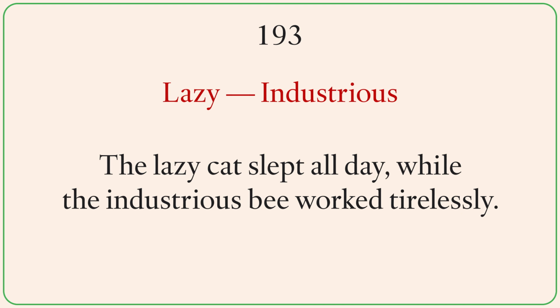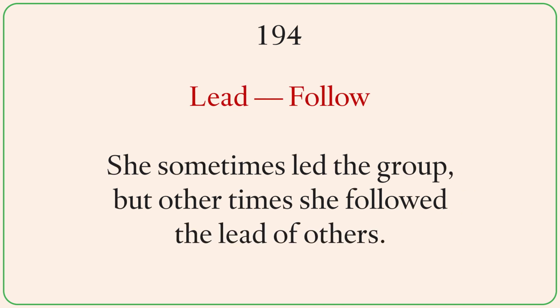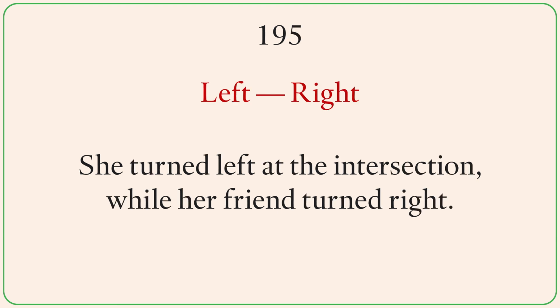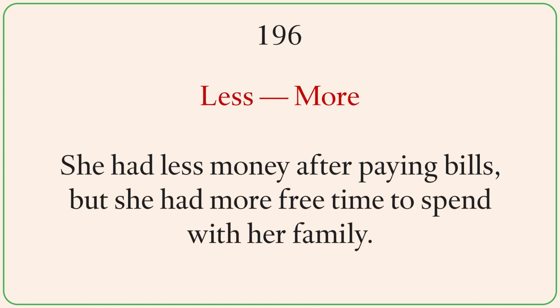Lazy. Industrious. The lazy cat slept all day, while the industrious bee worked tirelessly. Lead. Follow. She sometimes led the group, but other times she followed the lead of others. Left. Right. She turned left at the intersection, while her friend turned right. Less. More. She had less money after paying bills, but she had more free time to spend with her family.